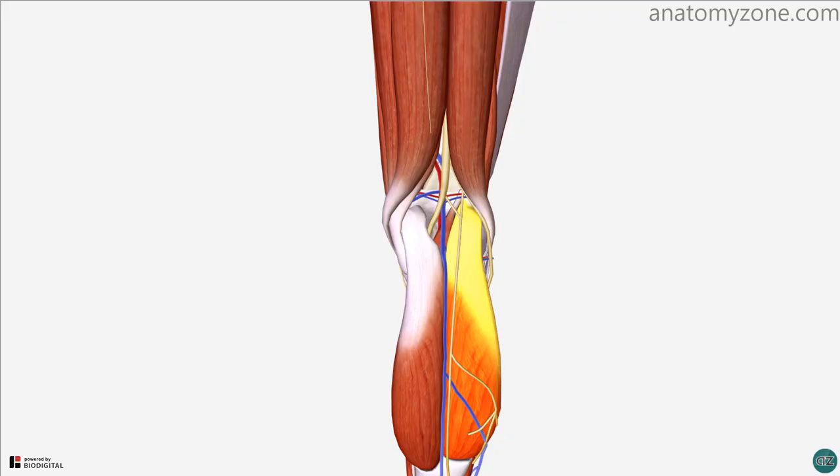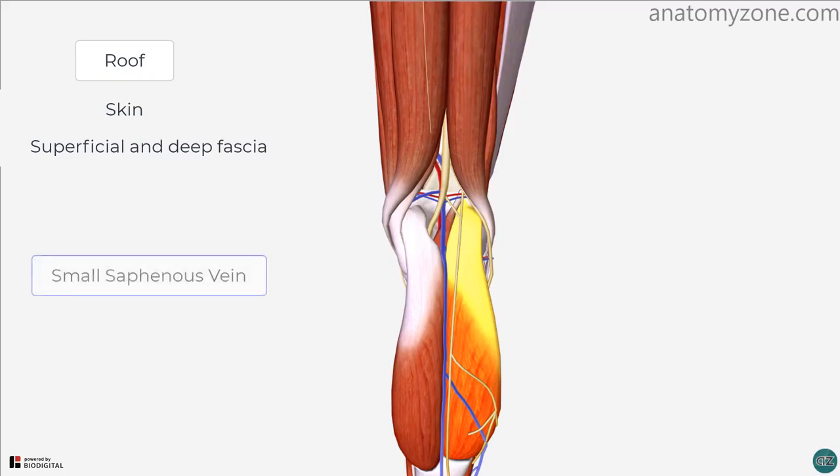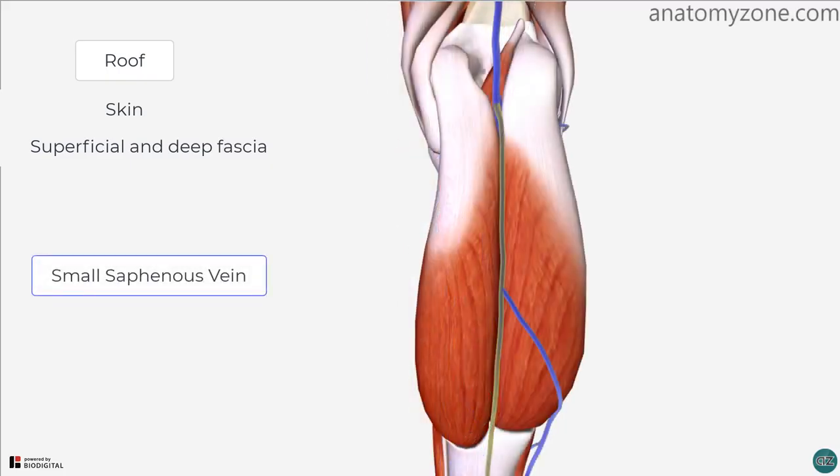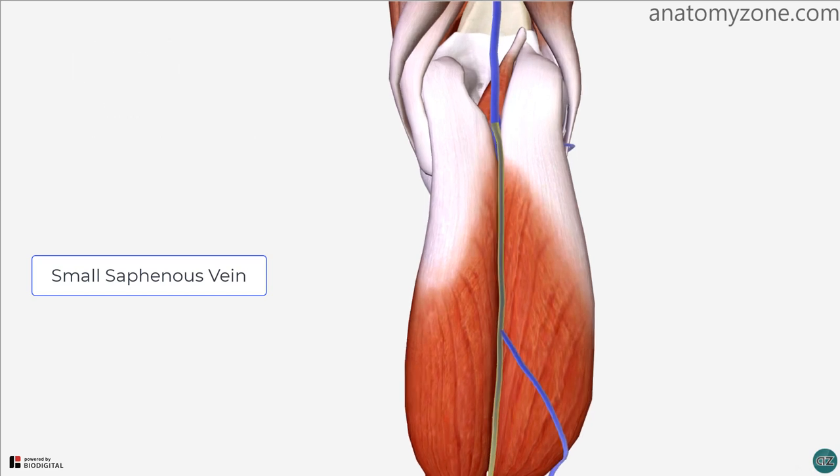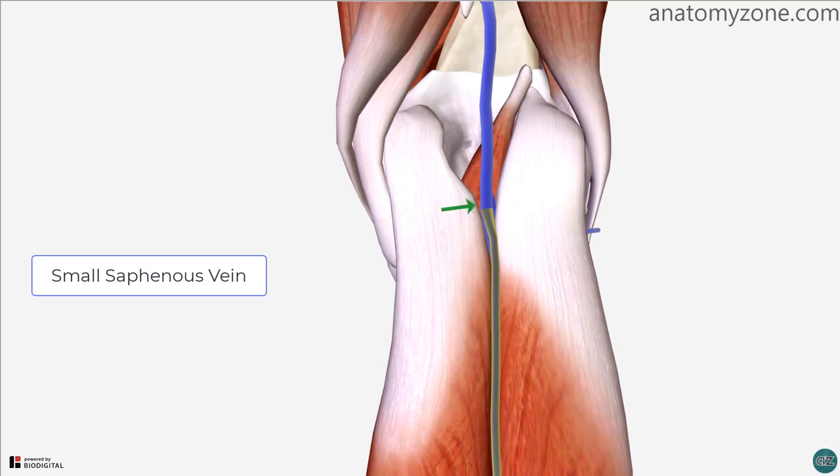In terms of the roof of the popliteal fossa, this is formed by skin, superficial fascia and deep fascia. The most important structure to remember with regard to the roof is the small saphenous vein. The small saphenous vein passes through the roof. It receives its blood supply from the dorsal venous arch of the foot and passes between the heads of the gastrocnemius muscles to drain into the popliteal vein.